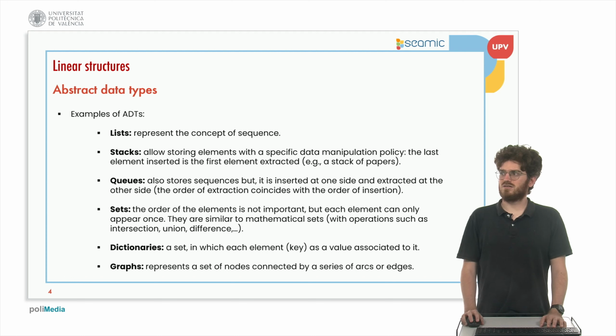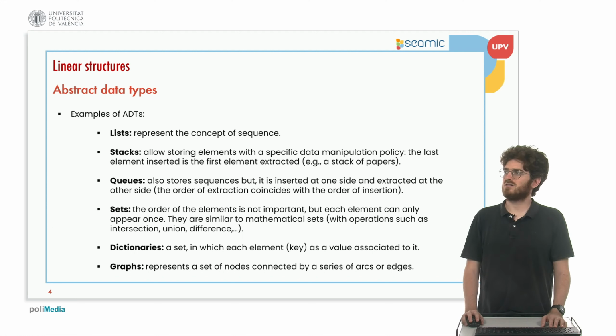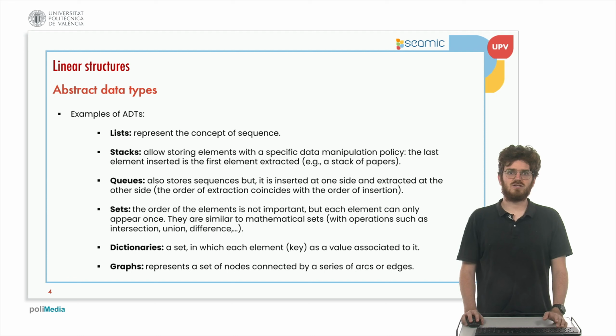Then we have dictionaries, which are very similar to sets, but instead of just storing a single object, they store a value associated to that object. So, we could use it as a way to map objects to values. For example, we can map students to their IDs. And finally, we have graphs, which are a mathematical concept that we also use frequently in computer science, which represent a set of nodes connected via a series of arcs or edges.